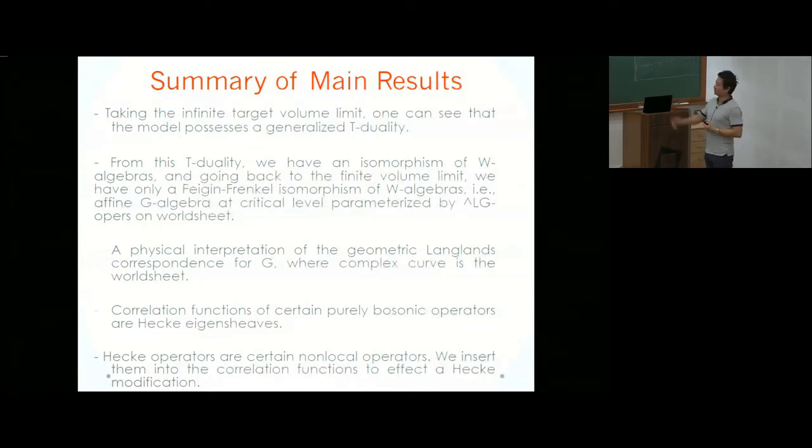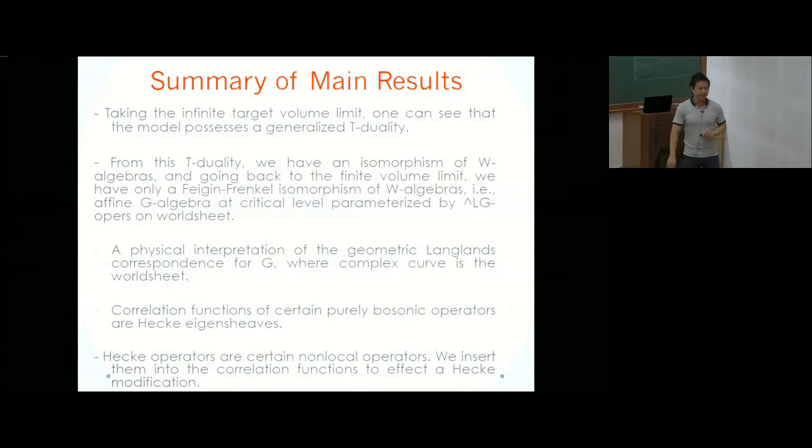Okay, I'll explain how this is done. It's close to the approach that Beilinson and Drinfeld took to define conformal blocks as Hecke eigensheaves, and then exponentiating the current generators on the worldsheet to define LG bundles, same kind of thing going on. And then using the relation to opers. Opers are essentially the data of a bundle with a connection on some curve, right? That's associated to some classical W algebra. So Frenkel and Feigin studied this to death in the 90s. Okay, so we'll see that correlation functions of certain purely bosonic operators are Hecke eigensheaves.